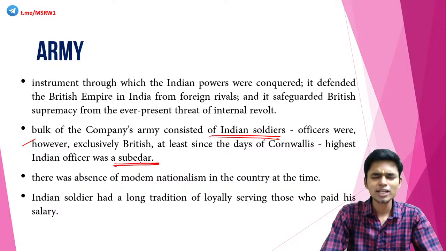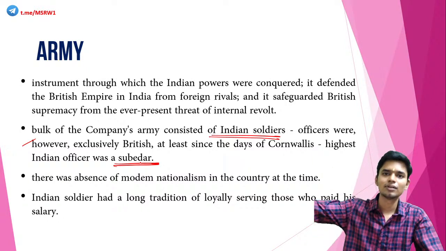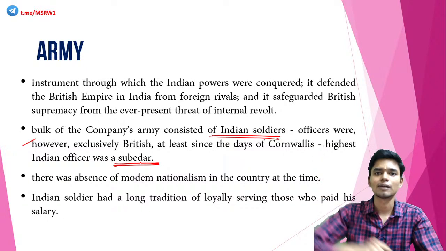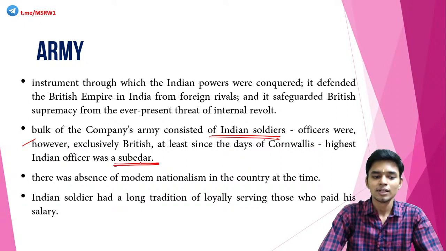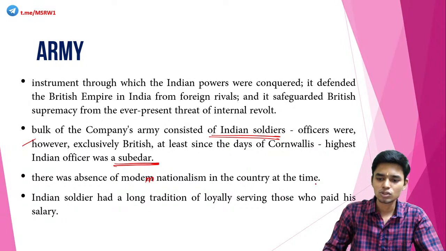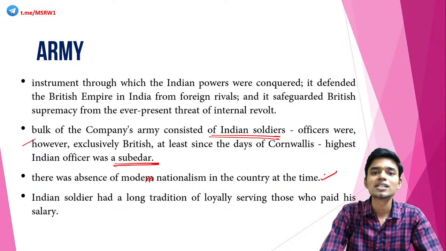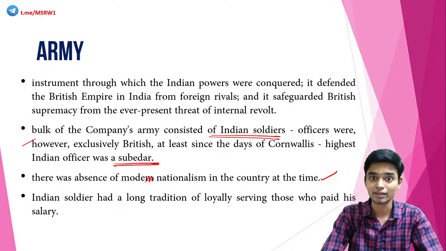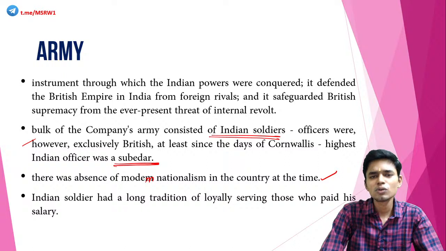Okay, usually Indians were employed as sepoys, and the maximum rank that they could reach was up to Subedar. There was an absence of modern nationalism in the country at that time. So this is one of the reasons why the British were able to maintain such a huge army, having a huge number of Indians in their bidding. Okay, there was no sense of nationalism.